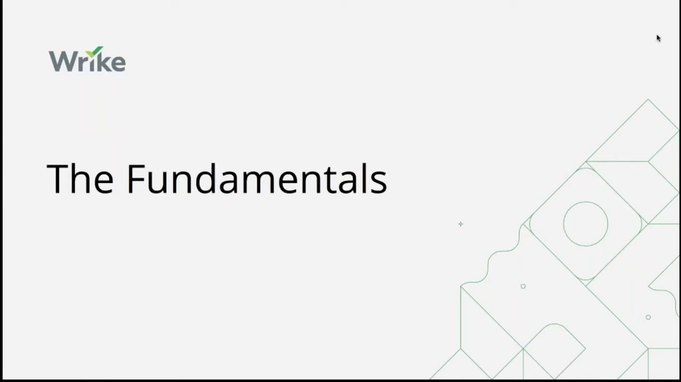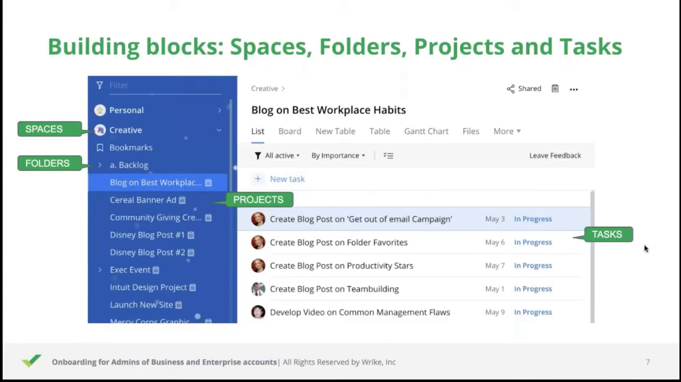Now I would like to kindly ask you to pay some extra attention because I'm starting to talk about the fundamentals, the essential framework of Wrike. If you do not understand these building blocks, it would be pretty difficult for you to understand everything I'm going to talk about later. Wrike consists of four main building blocks: spaces, folders, projects, and tasks.